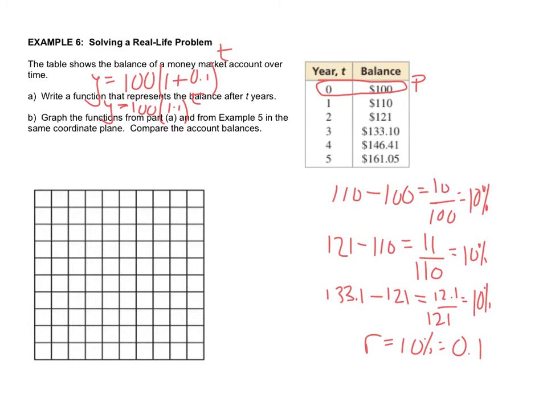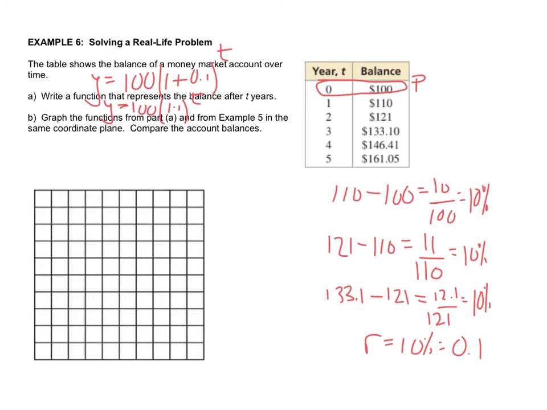Okay, so we're going to graph the functions from a, which was from example 5, and also this function on the graph below. So we got to backtrack a little bit to get the table from the previous one, and then we'll look at what that's going to do for us and compare the two balances.